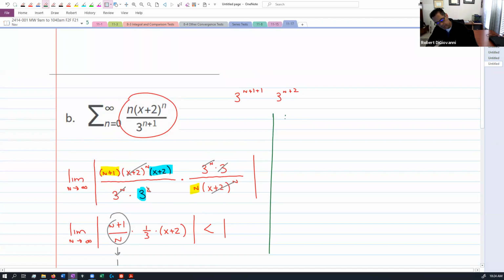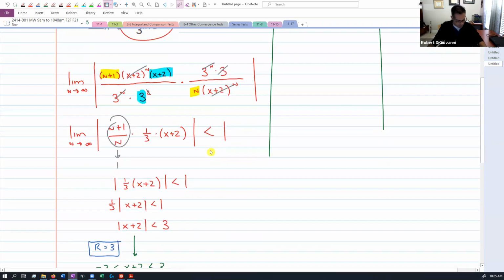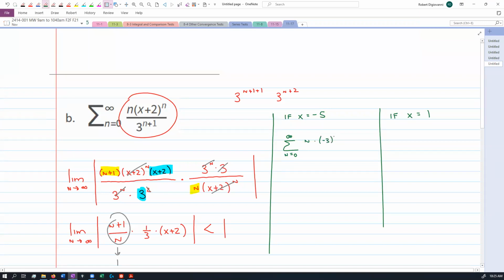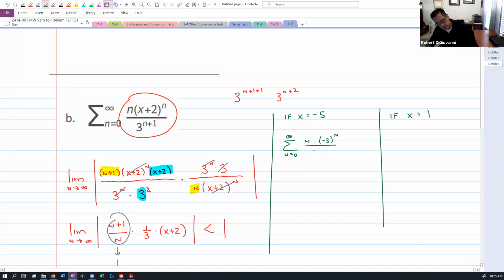Do it over here. If x is -5, I have to figure out what happens. If x is 1, was that what it was? -5 and 1, yeah. All right, so let's see. If x is -5, let's see what happens. Sum n equals 0 to infinity of n times, okay, if x is -5, this turns into what? -3 to the n, right? -3 to the n over 3 to the n+1. Y'all good with that? I'm going to go another step here.